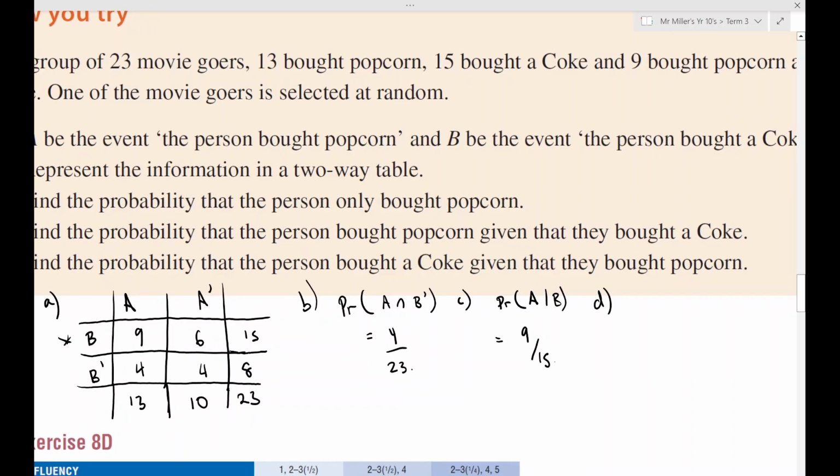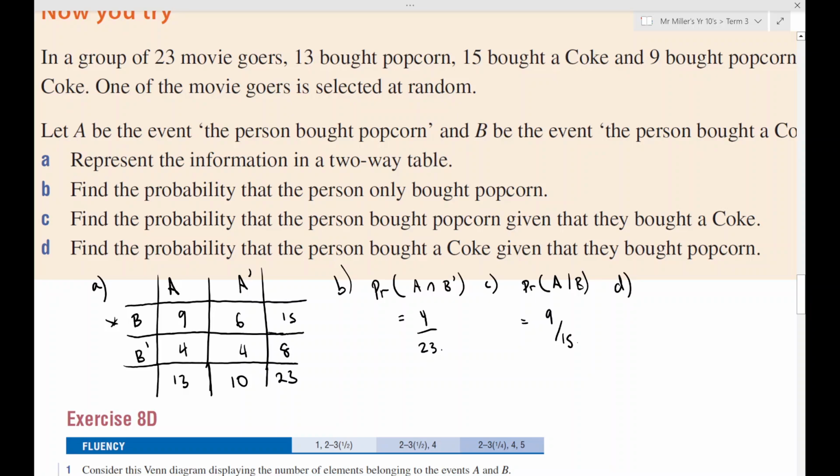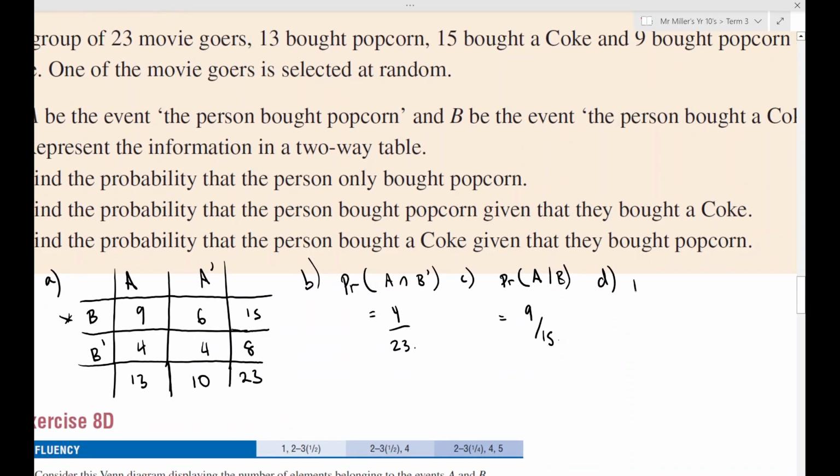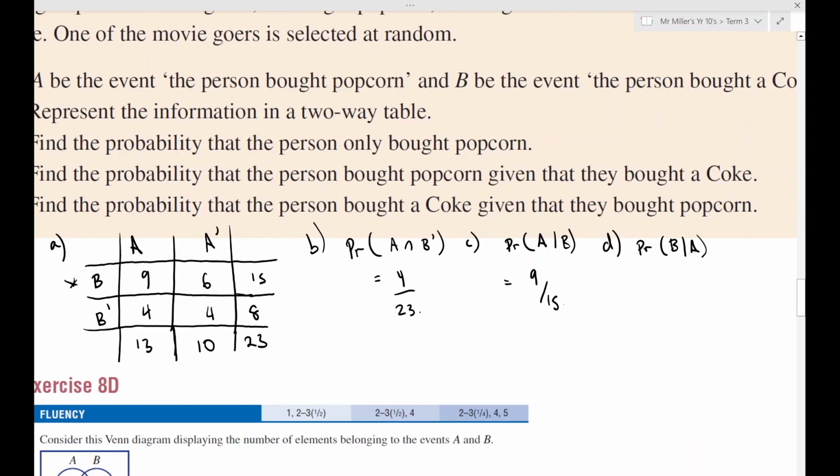Okay, D, find the probability that the person bought a Coke given that they bought popcorn. All right, so now we're just looking at the probability of B given A. So out of all of the options that are A now, so we're looking down here, out of all of these 13 options, how many bought a Coke? Here they are, 9. Because AB, that's bought popcorn and a Coke. AB prime, that would be bought popcorn but did not buy a Coke. So it's going to be 9 people bought Coke, given they bought popcorn. So 9 out of 13.